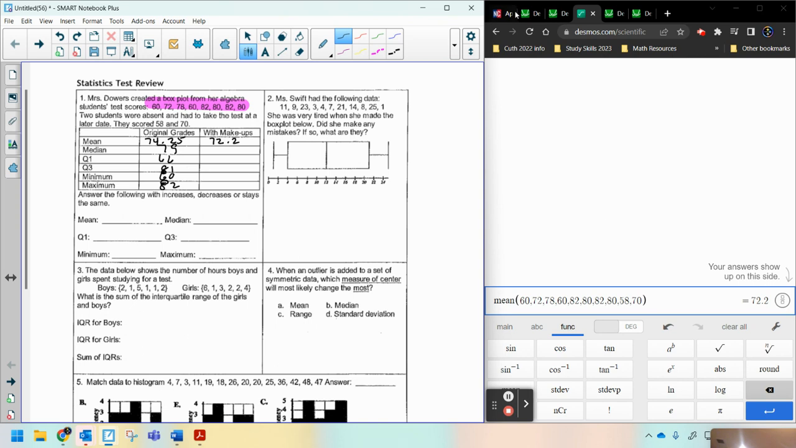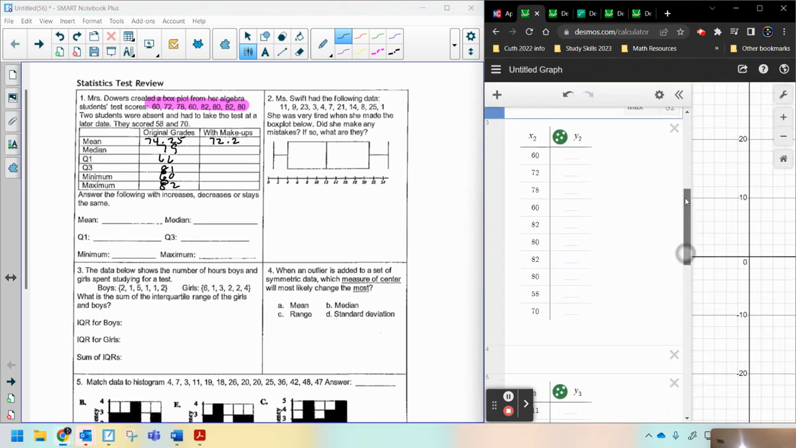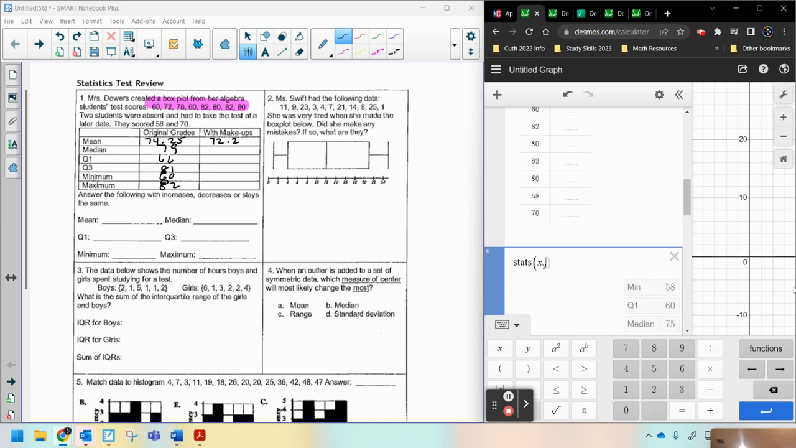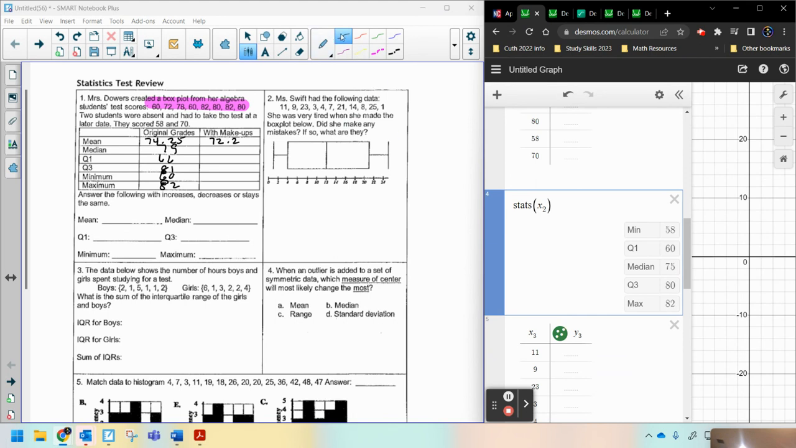All right. Now we need the other median, Q1, Q3, all the other stuff from the data with the other two numbers put in. Now I went into here and notice this is X2 at the top. So when I do my stats, and I can just type in stats, okay, parentheses, X2, and it gives me my 5 number summary. So we're going to put those numbers in. And we have all our numbers.